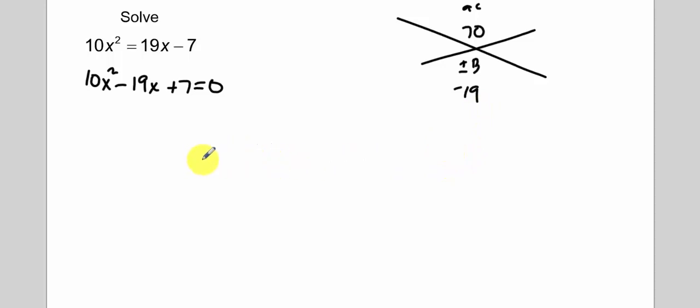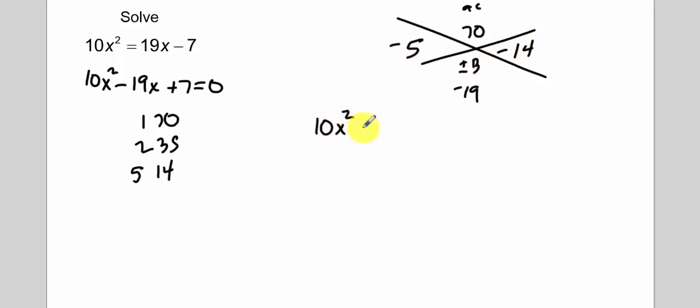Again, I can go through all my possibilities. 1 and 70, no go. 2 and 35, nope. 3 is not going to go in. 4 doesn't go into 70 evenly. 5 goes into 70. How many times does that happen? 70 divided by 5 is 14. And there we have it. So if I put a 5 here and a 14 here, minus minus, and then write 10x squared minus 5x minus 14x plus 7. This should work.